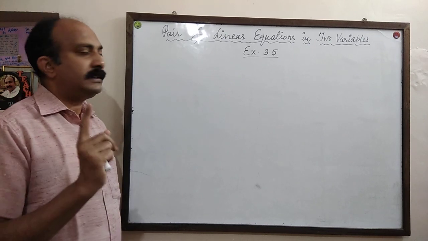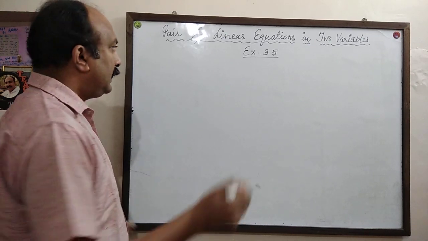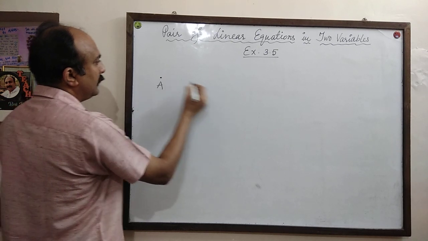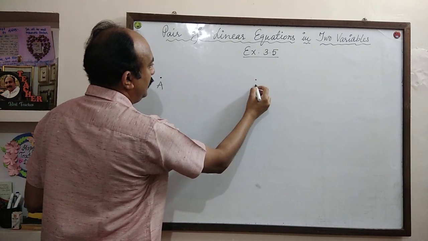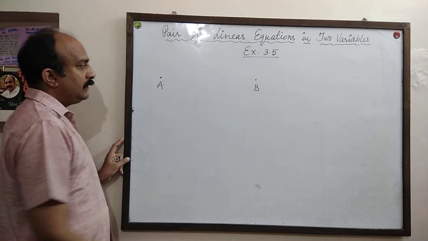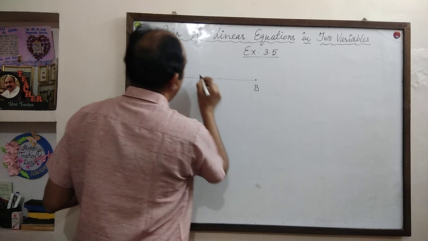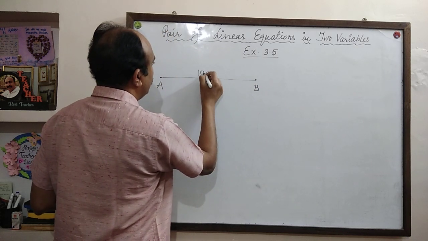I repeat, it's a very important question. There are two places, A and B on a highway, which is 100 km apart.